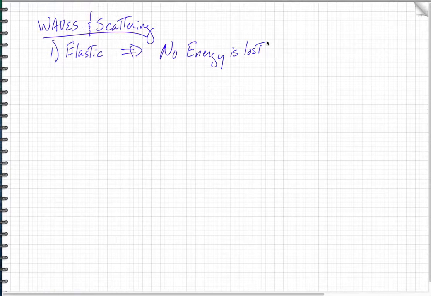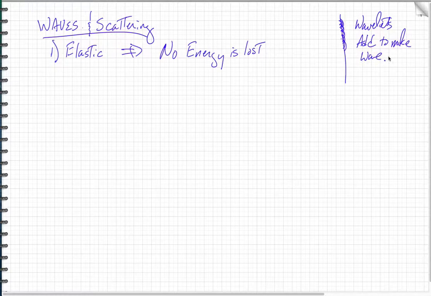But in the context of wavelet theory, where you have a wave that's made up of a bunch of wavelets, of course if you have a plane wave, you can imagine that there are lots of little wavelets that make up every point on this plane wave. This is the Huygens principle that you probably learned in college, and these little wavelets add to make the wave.